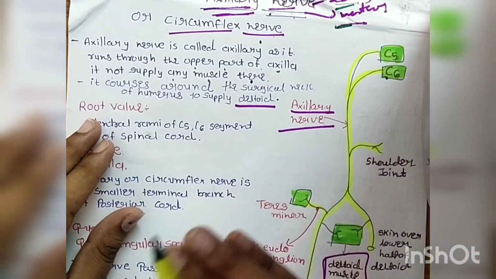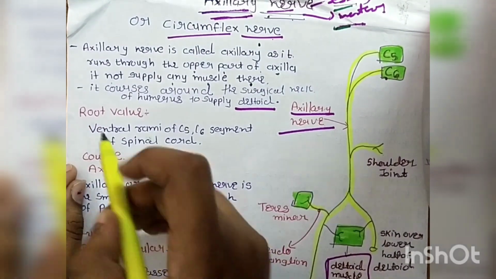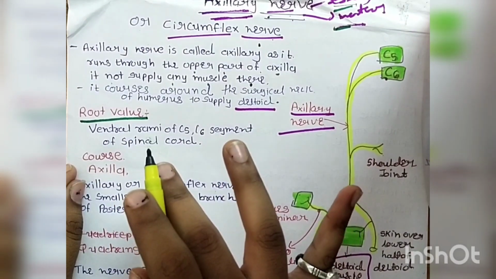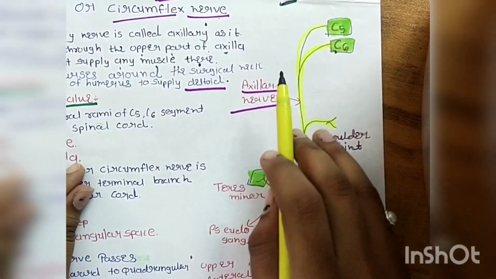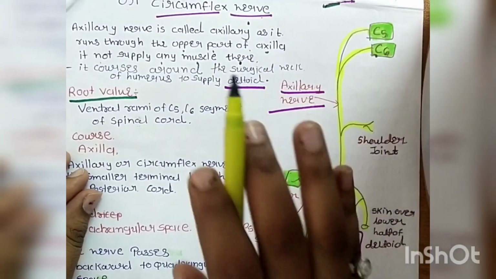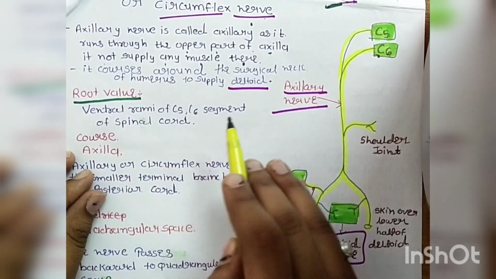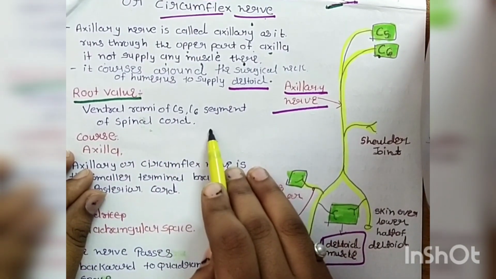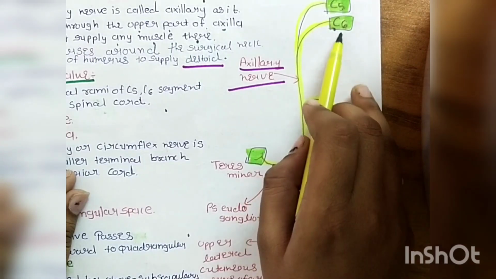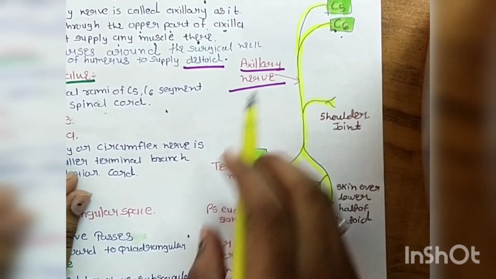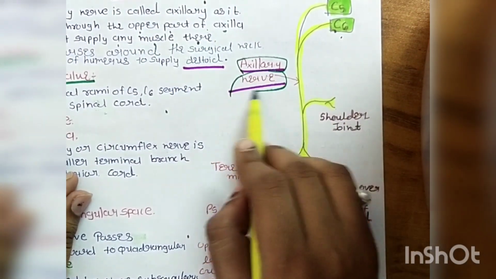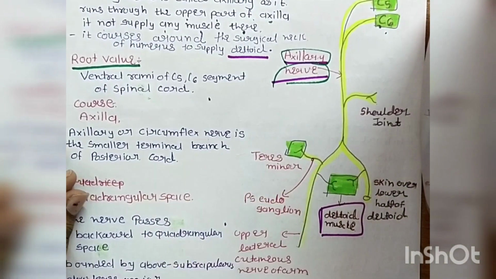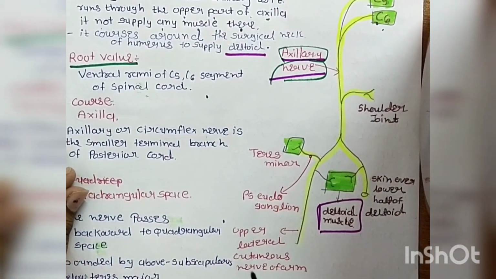If we want to know about any nerve, first we know the root value of the nerve. The root value of the axillary nerve is the ventral rami of the C5-C6 segment of the spinal cord. In the diagram, we see the C5-C6 ventral rami of the spinal cord. So this is the axillary nerve. After the root value, we know about the course.